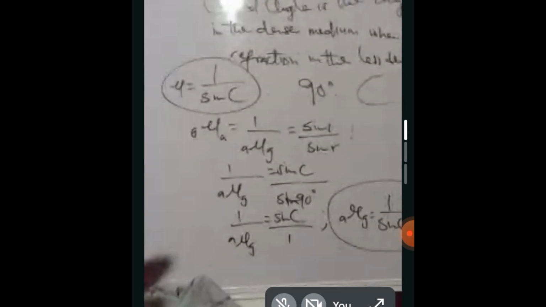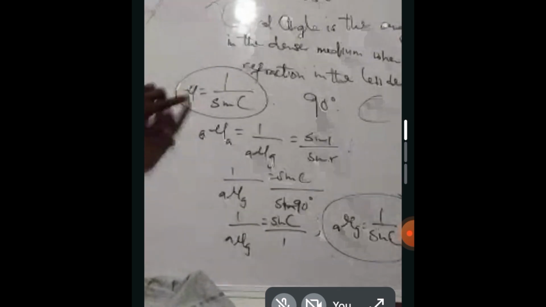So this is the formula. It is known as the formula that connects the refractive index and the critical angle together.